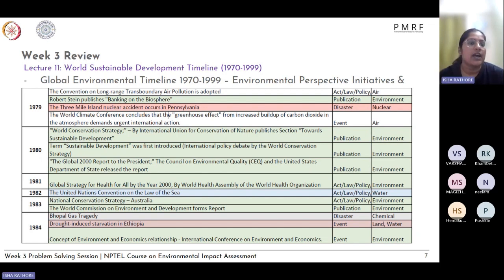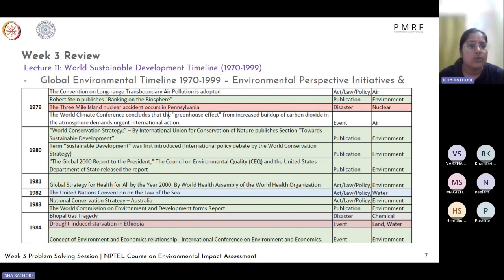In 1980, we had the World Conservation Strategy, which was presented by the International Union for Conservation of Nature, and they published a section which was titled towards sustainable development. So sustainable development, this term was first introduced through the strategy report. And we also had the Council on Environmental Quality and the United States Department of State release the Global 2000 report to the president. Again, a lot of publications which were happening.